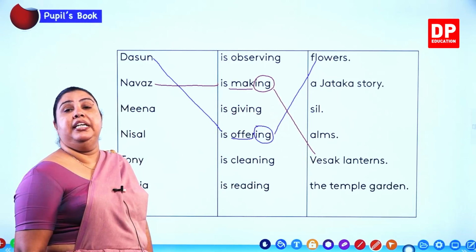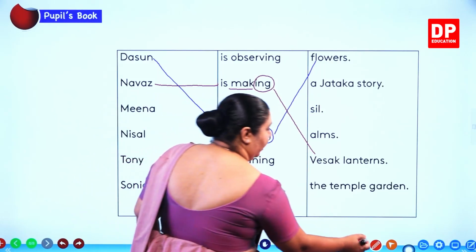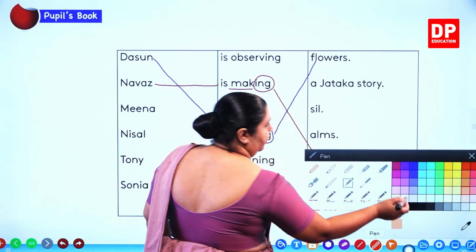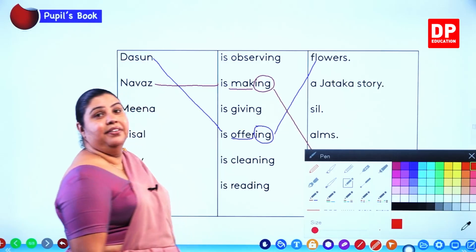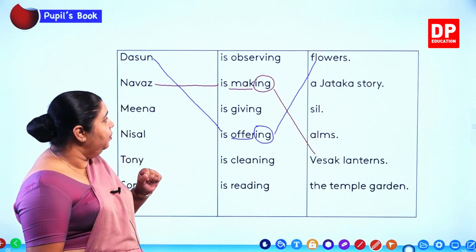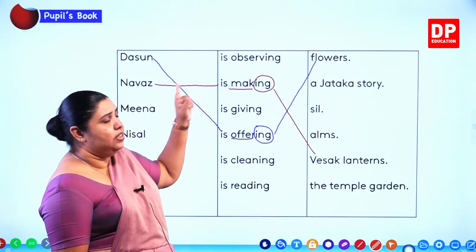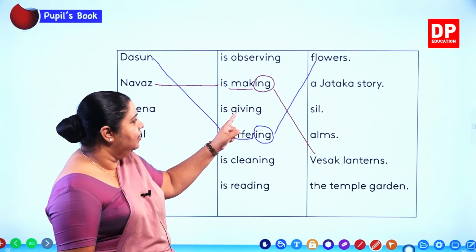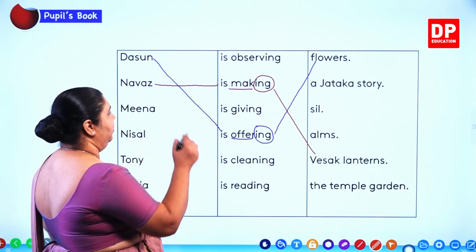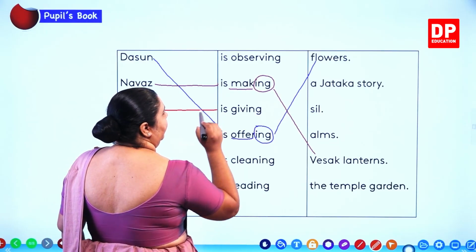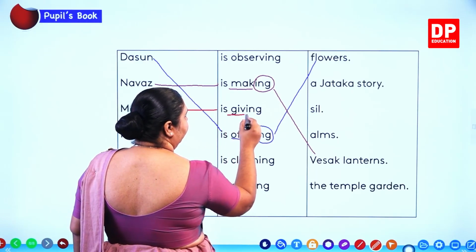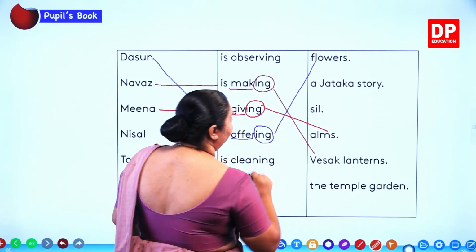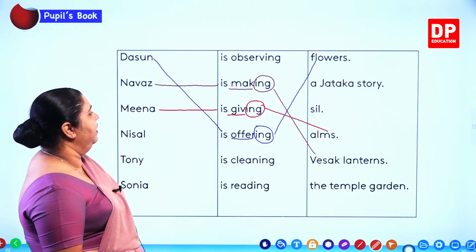Next we have Meena. Now to mark our Meena, we'll take another bright color. We'll take red. Okay, right, Meena. What was Meena doing? Can we say Meena is observing sil? Meena was not observing sil. Meena is giving alms. Can you remember? So we will match Meena here. We have Meena is giving alms.